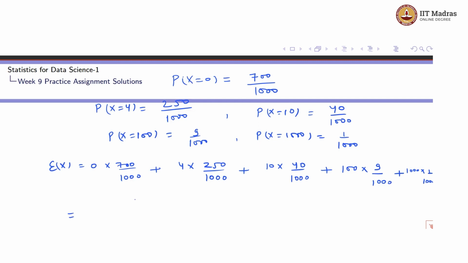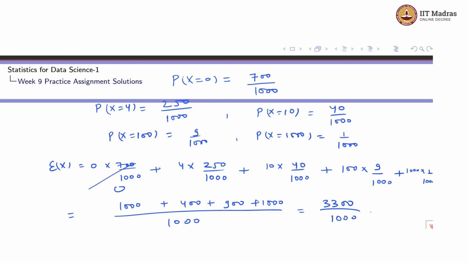When you calculate this, the first term is multiplied by 0, so it will be 0. So 4 into 250 is 1000, plus 400, plus 900, plus 1000, upon 1000. That is 1000, 2000, so 3300 upon 1000 is 3.3. So this is your expected winning, 3 rupees 30 paisa.